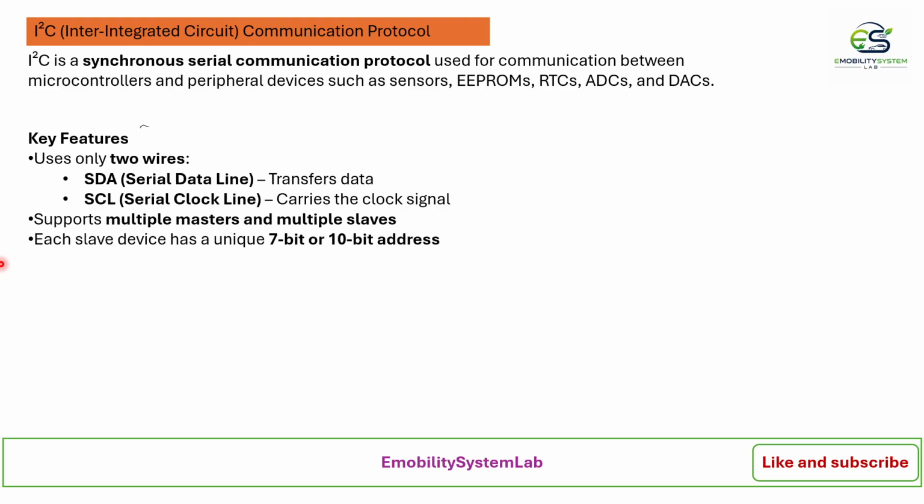Another feature of I2C is that it is an address-based communication protocol. Each slave has a unique address. The size of the address is either 7 bit or 10 bit. Because in I2C you can use multiple masters and multiple slaves, but how will the master communicate with the slaves? There should be some kind of addressing of the slaves. Then only the master can talk to a slave.